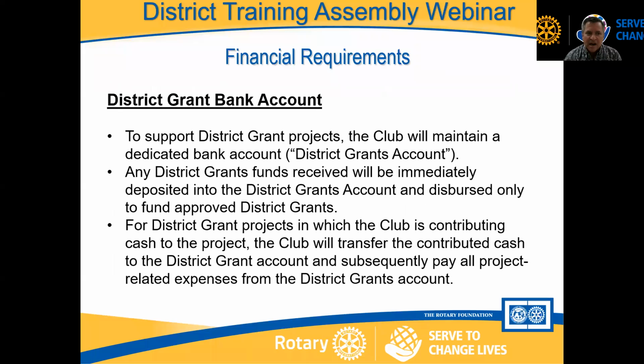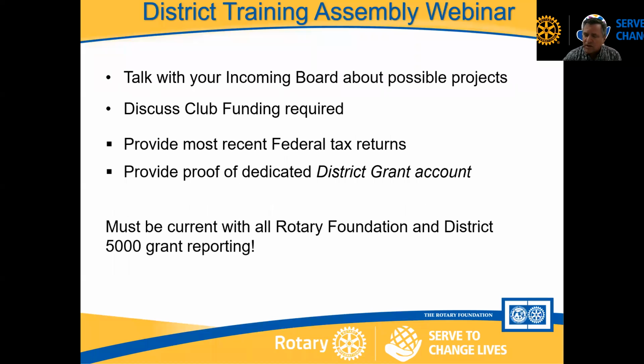Along those lines, Naomi, could you go back? I would suggest talking to your incoming board about possible projects, especially now that COVID seems to be lifting and the restrictions lifting. Hopefully we'll have hands-on projects this year. What are the club funding requirements for that match portion? You should have that budgeted in your upcoming year's budget. We also need your most recent tax returns, which is typically the simple form that everybody sends in each year.